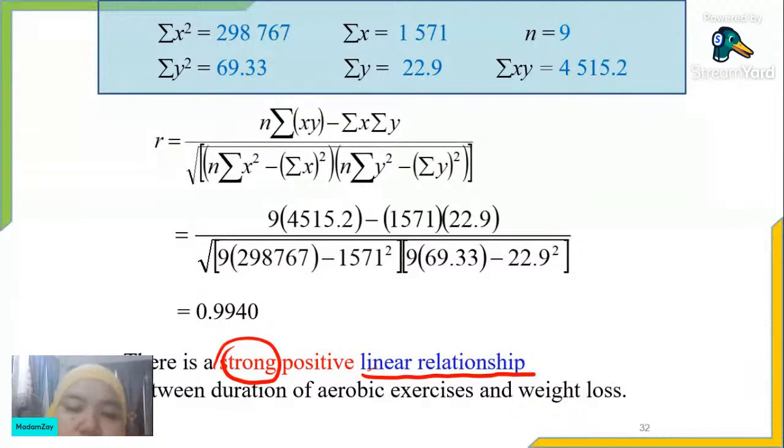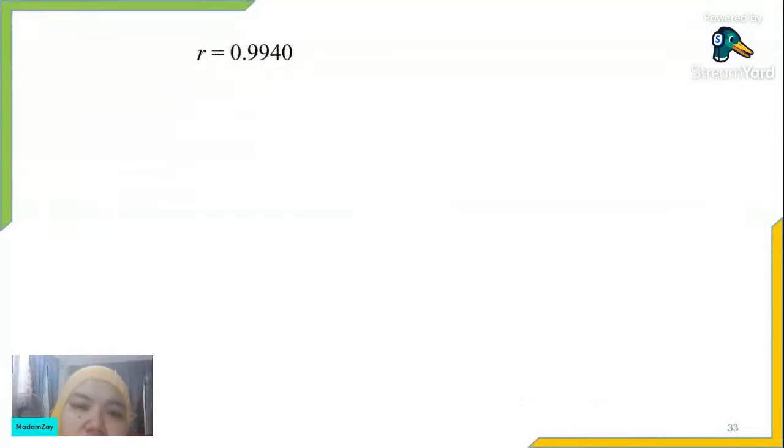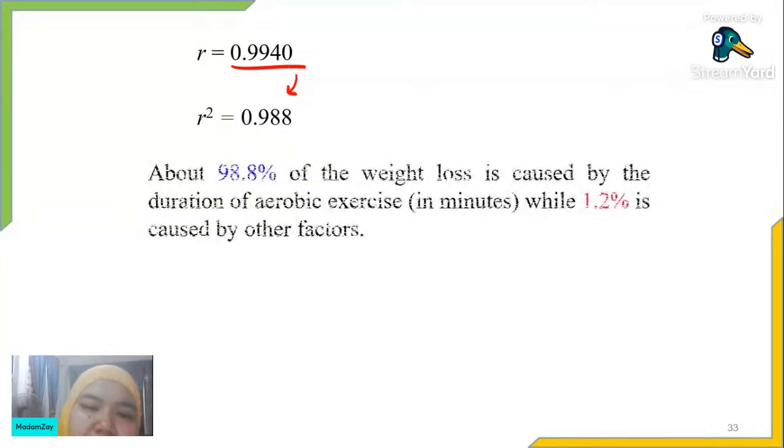Okay, now to find the coefficient of determination. R is equal to 0.9940. So for R squared, you just have to square 0.9940, not the answer. Directly we square what we have for R, and we get 0.988. And then now we have to interpret, we use the percentage. So the percentage will be 98.8%.